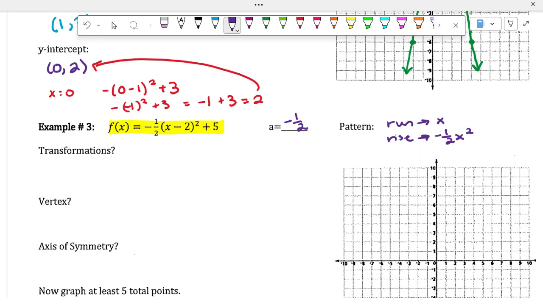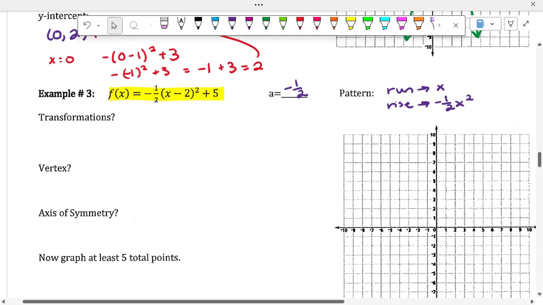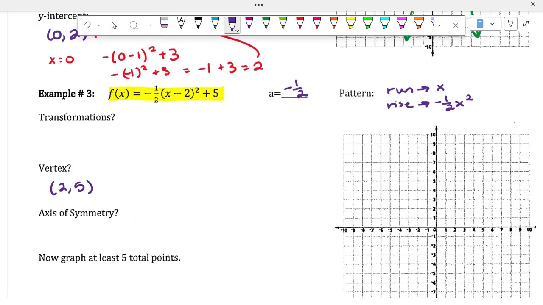So transformations, what do you think is going to happen? Well, first off, let's just get the vertex. What's the vertex that we can pull from the function? 2, 5. So we flip the h, so that becomes +2. Keep the k, so that's 5. So if I went from 0, 0 to 2, 5, what did I do transformation wise? Right 2, up 5. Good. Because I added 2 to get from 0 to 2. I added 5 to get from 0 to 5.